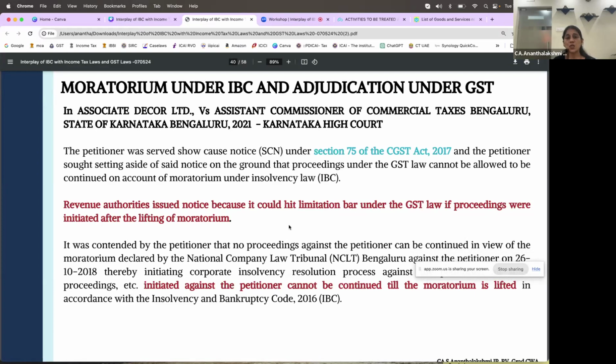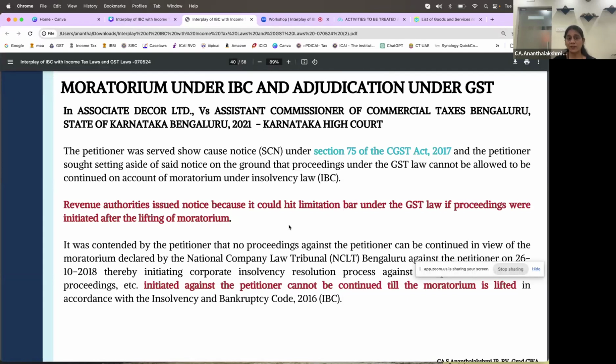The petitioner sought setting aside of the said notice on the ground that he received the notice during the CIRP period. Like Dhanapal sir asked, whenever a notice comes that is not as per the provisions, the petitioner approached the High Court to set aside the notice issued under section 75.